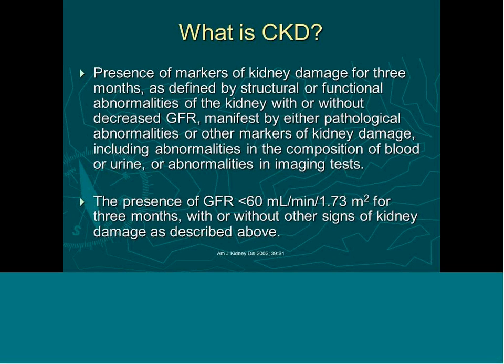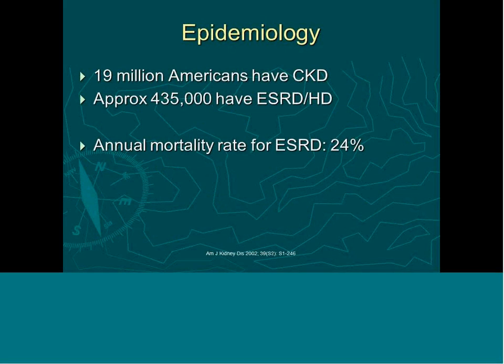The other definition is you have a GFR of less than 60 cc's per minute with or without other signs of kidney damage. You are assumed to have chronic kidney disease. So if GFR is less than 60, even if you have no other abnormalities like hematuria or any abnormalities on your renal ultrasound, you will be classified as having chronic kidney disease.